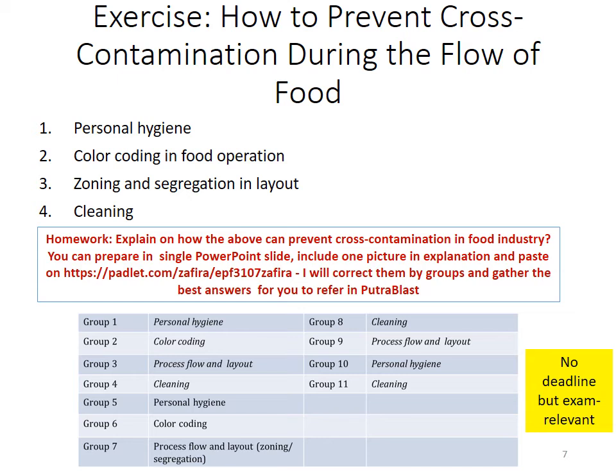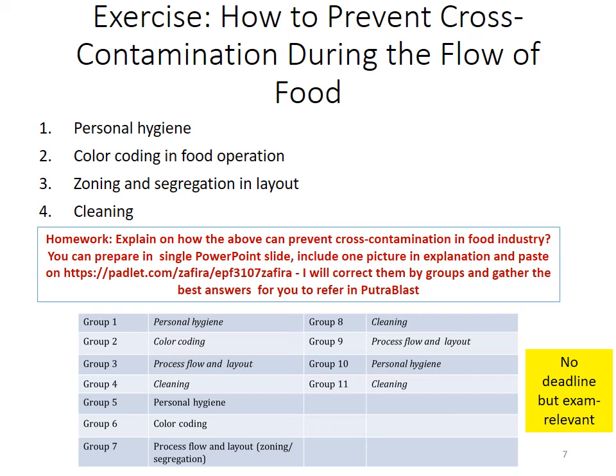A little homework for everyone in groups. Okay, the exercise is how to prevent cross-contamination during the flow of food. So there are 4 measures where cross-contamination can be prevented, and these are personal hygiene, color coding in food operation, zoning and segregation in layout, and also cleaning.